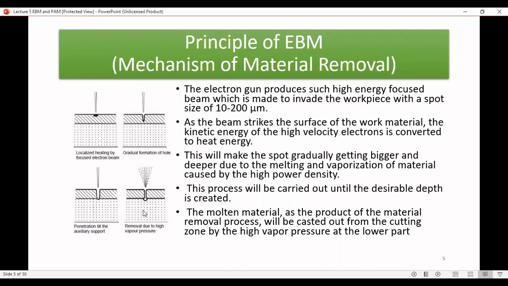So the auxiliary support material has a second purpose other than supporting the workpiece material: it is also converted into vapor and induces a vapor pressure that pushes the molten metal and vaporized materials out from the hole once it reaches that particular section. Okay.